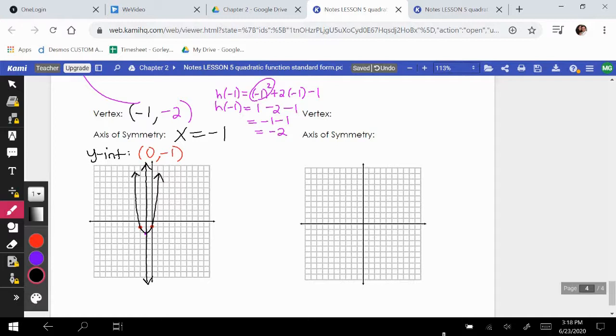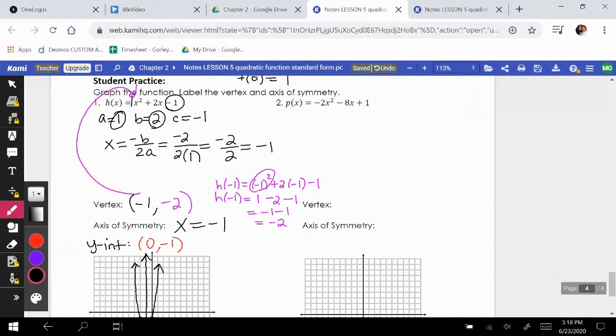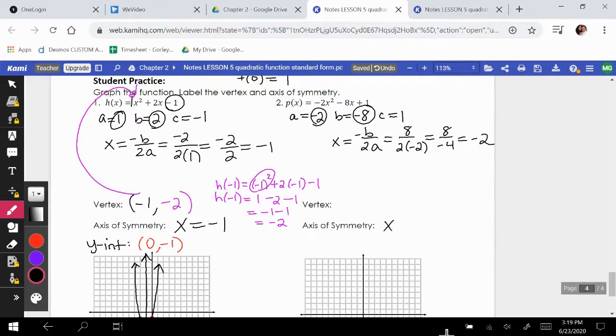All right, last but not least, again, identify your A, B, and C values. Here my A value is -2, my B value is -8, and my C value is 1. Then I find the axis of symmetry. That's -b over 2a. What's opposite of -8? Positive 8 over 2a. A is -2. So I get 8 over -4, which is really -2. So my axis of symmetry is x equals -2.